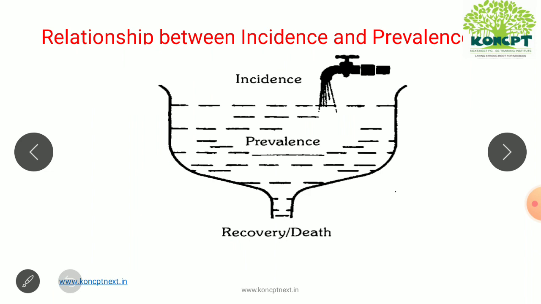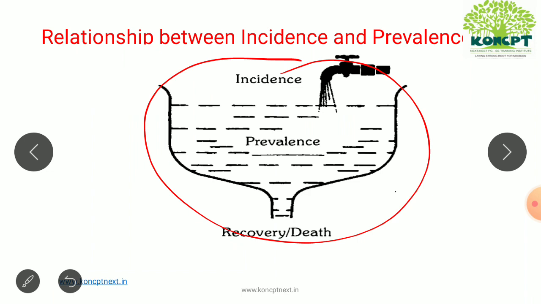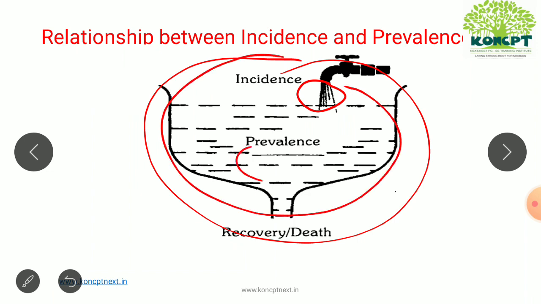So what is the relationship between incidence and prevalence? This is a very famous picture given in Park. Incidence is the new water which is added during a period of time, whereas prevalence includes everything, that is the old water as well as the new water which is added. The only things excluded from the prevalence are those people who recovered and those people who died.